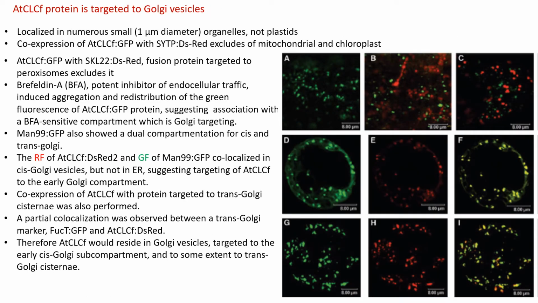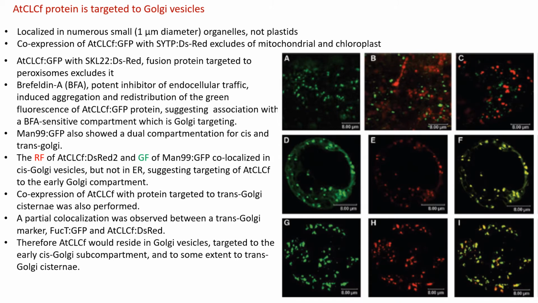The next question was, where is the ATCLC-F protein located? Now we know that ATCLC-E is present in the plastids. When the ATCLC-F proteins were tagged with GFP and the localization of these particles was observed, these particles had a diameter of 1 micrometer, and that suggested that these are not present in the plastids.